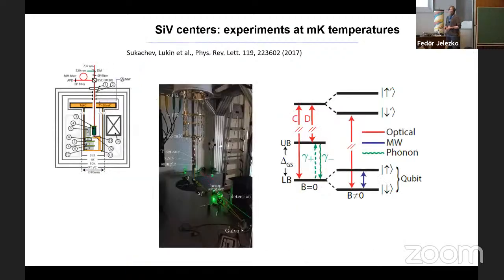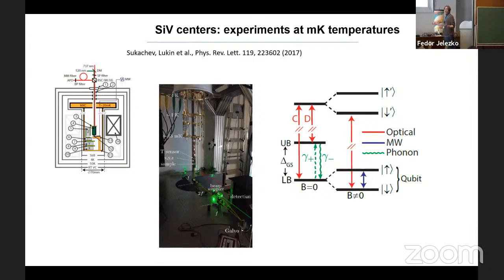Right. So the drawback of these color centers is the necessity to operate at very low temperatures. They have not only a spin transition, but also orbital degrees of freedom. And the spin qubit is really isolated only at temperatures where the orbital states are not all populated, but everything relaxes to the lower branch.